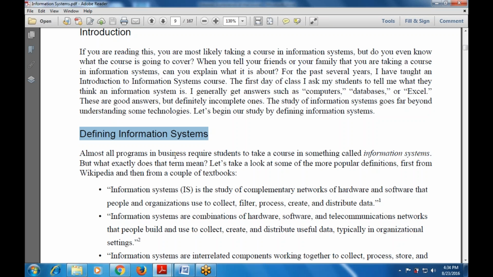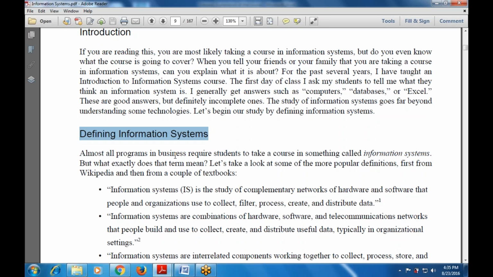Almost all the programs in business require students to take a course in something known as the information system. So each and every program that uses information systems, we can say, requires a business student to take a course. Now, what we talk about is that information system is a study of complementary networks.